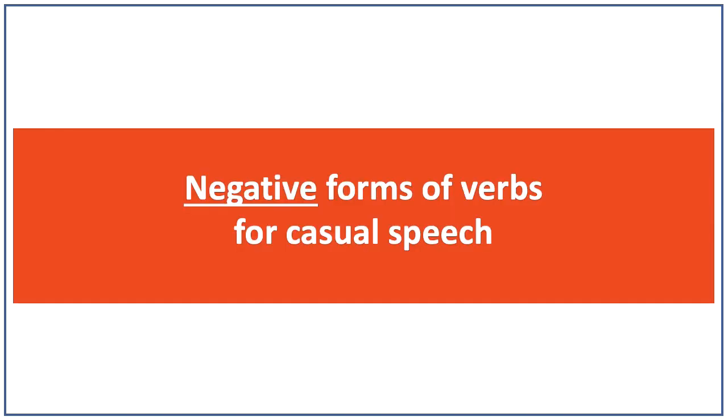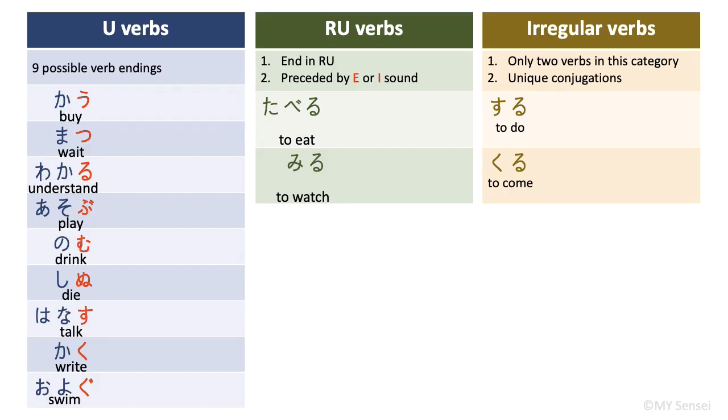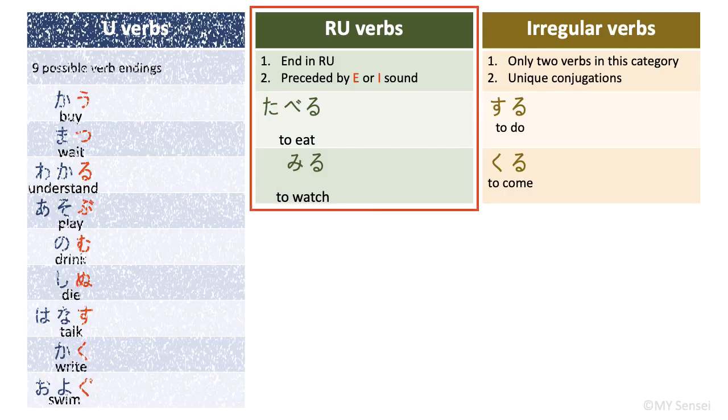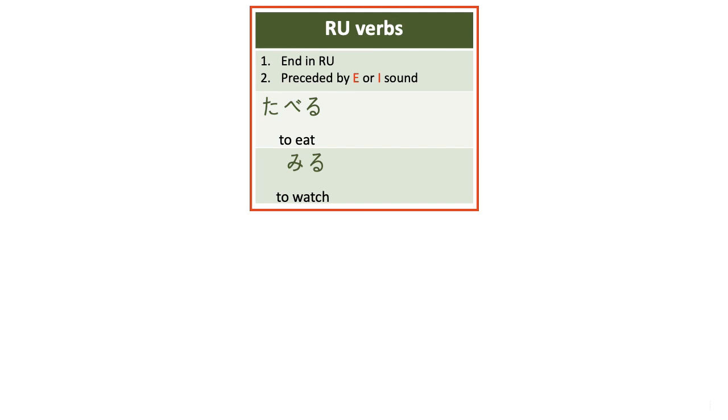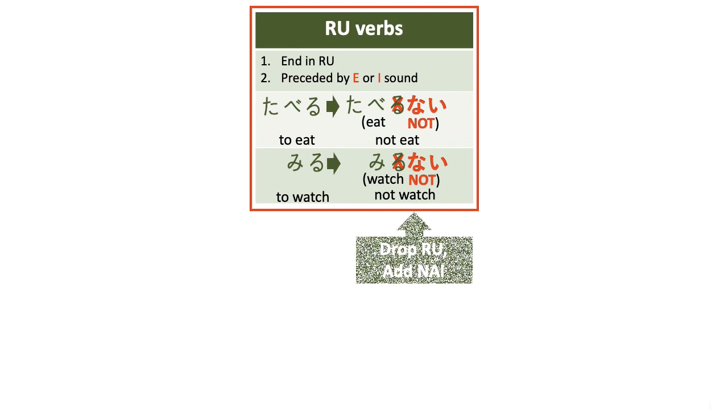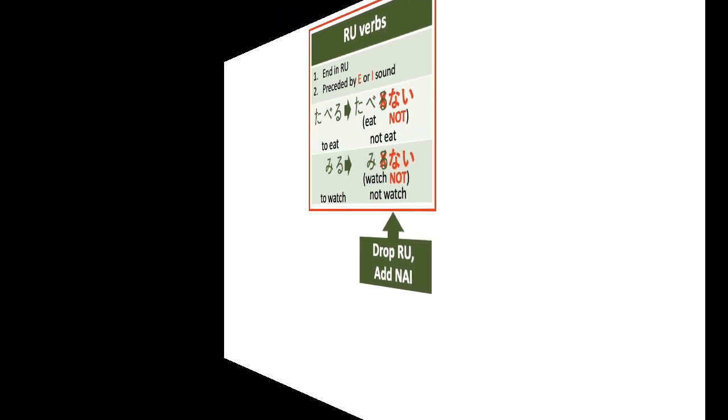How do we change the verbs you just saw from their affirmative forms to their negative forms? Let's begin with Ru verbs. The negative form of taberu is tabenai, not eat in present tense. And the negative form of miru is minai, not watch. The formula is, if you drop the ru ending of a ru verb and add nai, you will get the negative form of a ru verb. Nai, the negation, comes after the verb root.